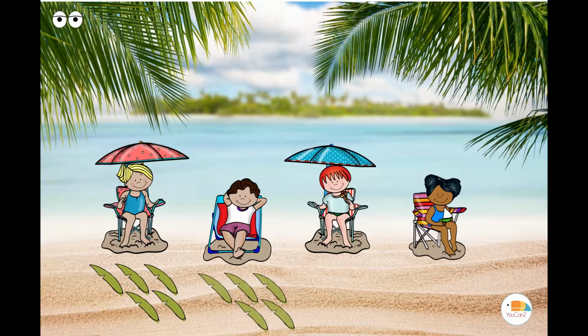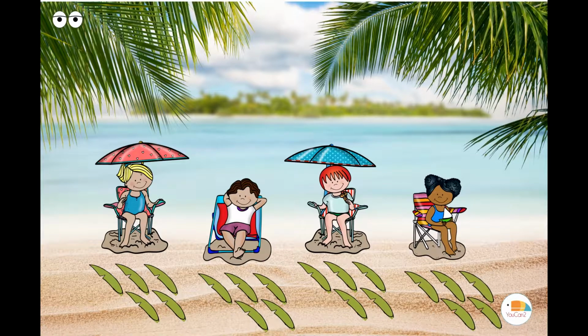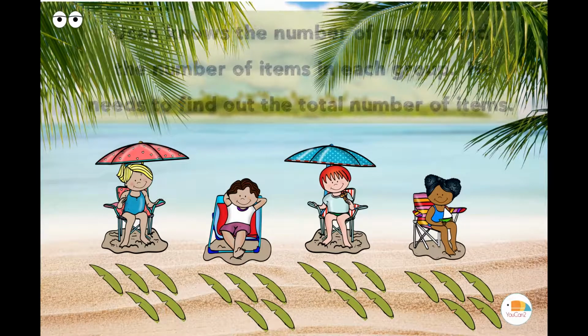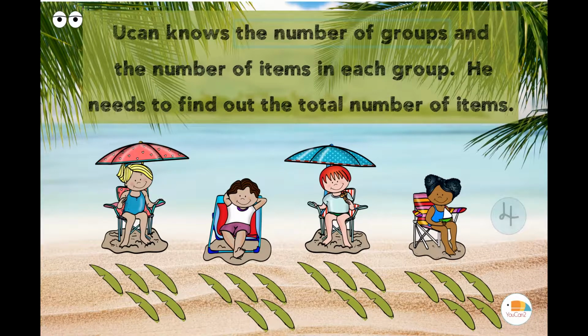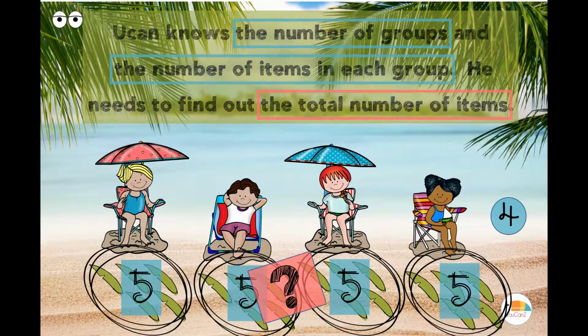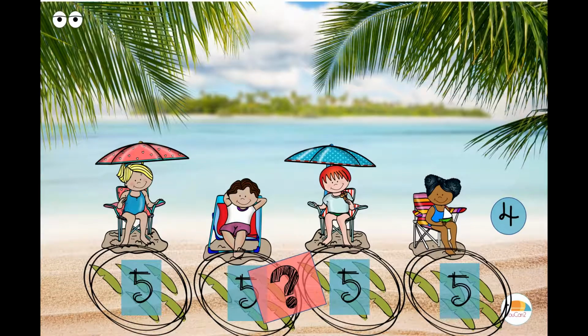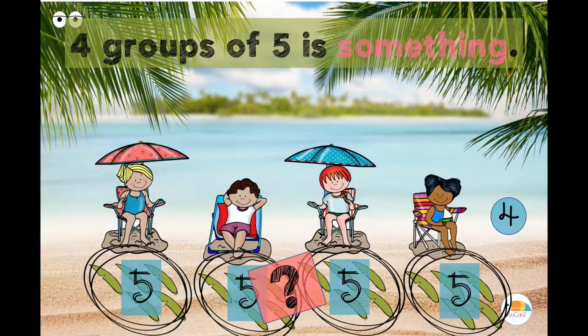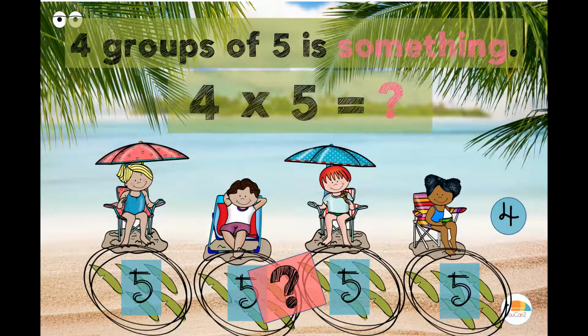Okay, so that's 4 groups of 5. You're wondering how many leaves you're going to need to collect all together. This sounds like a math problem. So, you know the number of groups. There's 4 friends. And you know the number of items in each group. You need 5 palm leaves for each of your friends. What you don't know is the total number of items, all the palm leaves you're going to need. So this is a multiplication problem. You know that 4 groups of 5 is going to give you something. Or 4 times 5 equals something.